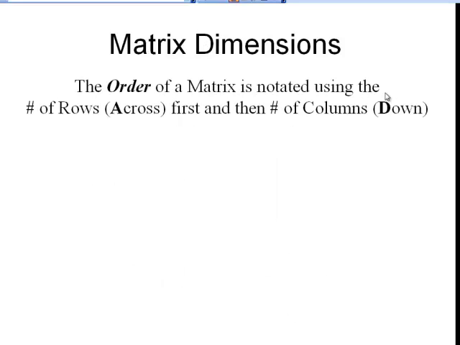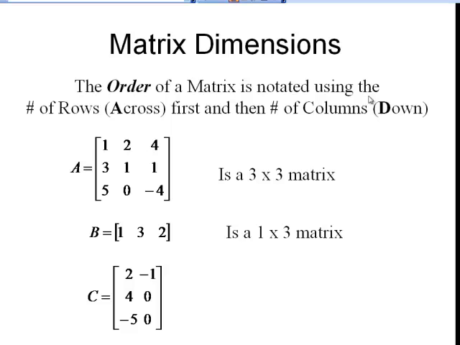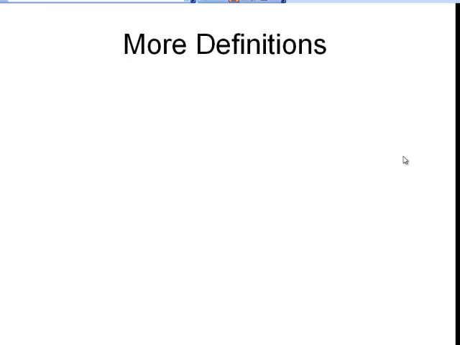Now, the order of a matrix: you just count the number of rows going across and the number of columns going down. So this is going to be a 3 across and 3 down, so it's a 3 by 3. B is going to be a 1 across and 3 down, so it's 1 by 3. C, okay, the rows is a 3, and then columns, there are 2. So it's rows by columns, and that's the order of the matrix. It's going to come in handy later on when we start typing things in our calculators.